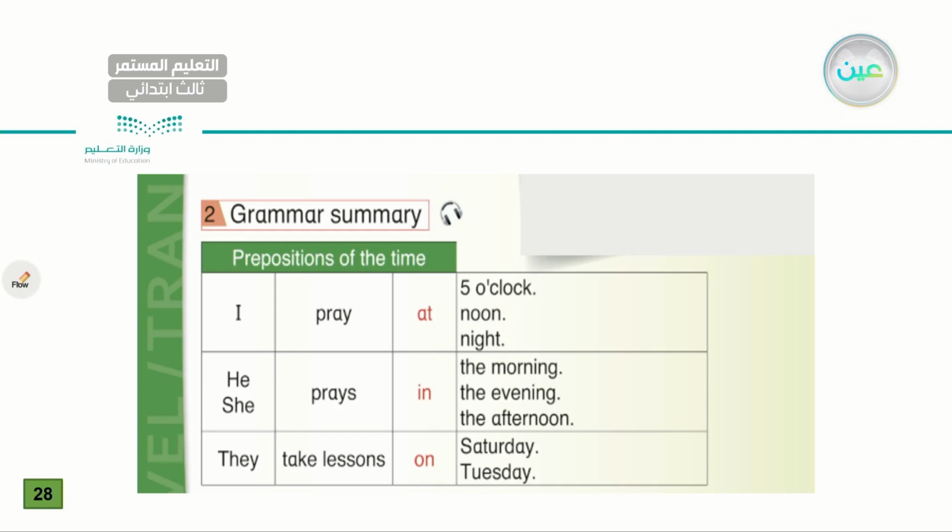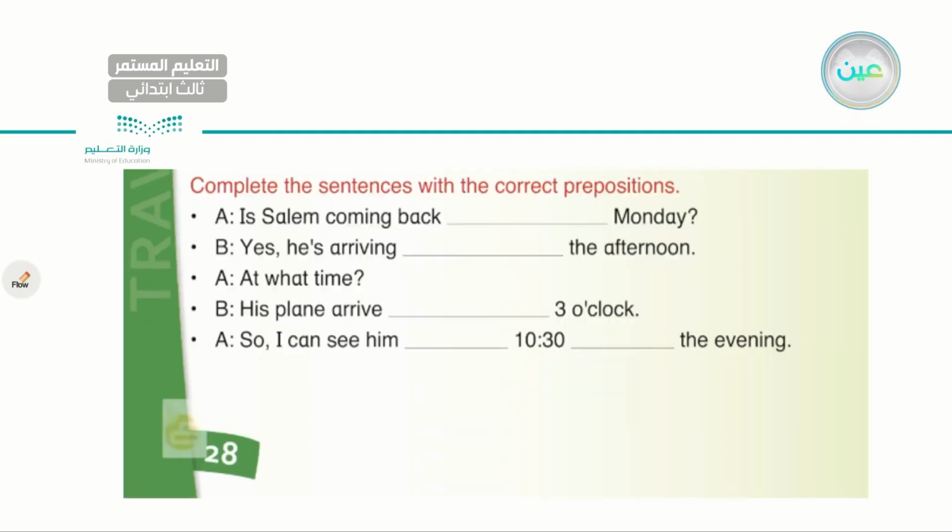The last one here I have is on. They take lessons on Saturday, on Tuesday. I have the preposition of time on, which I often use with days, okay? So I have at, in, and on.